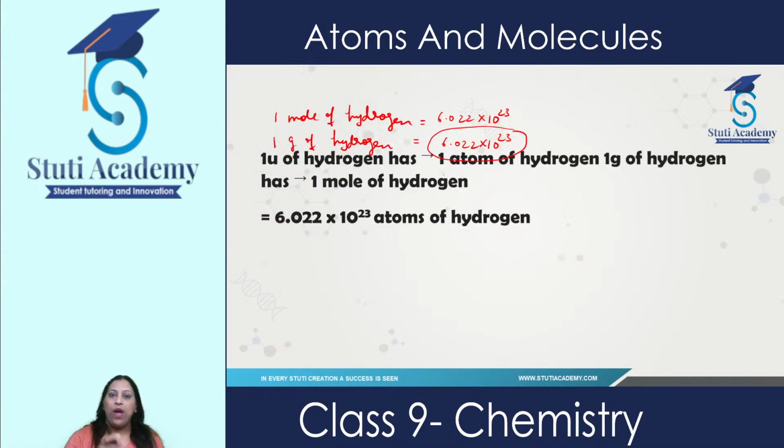So this is how Avogadro's number is very important, which is represented by N A or N.